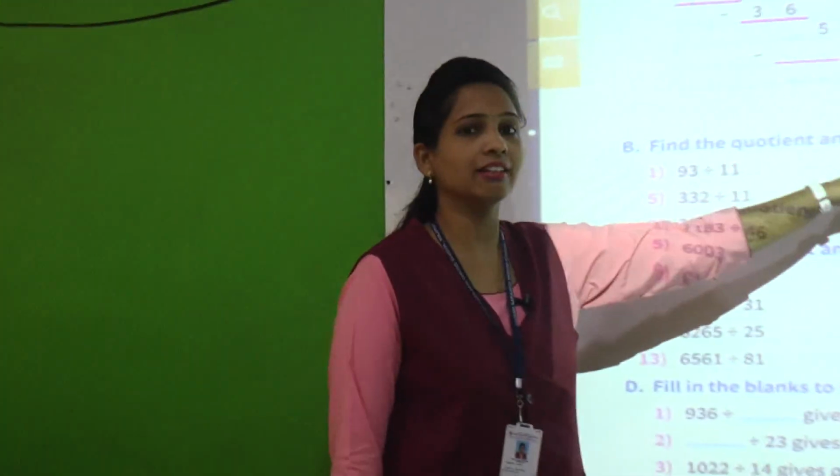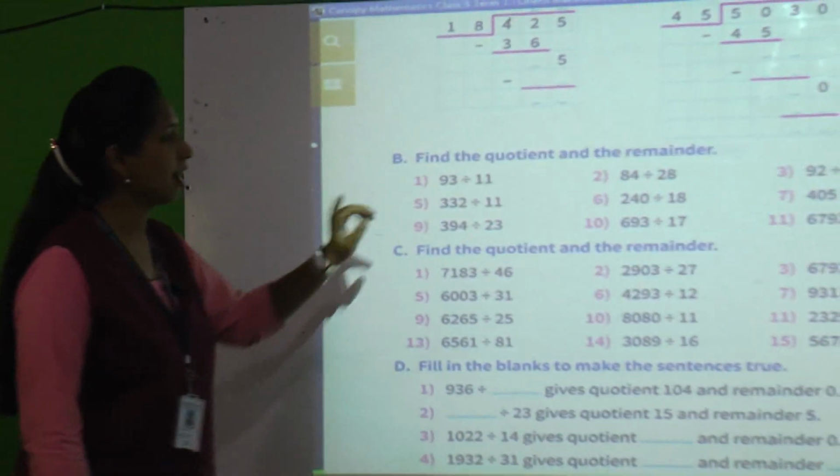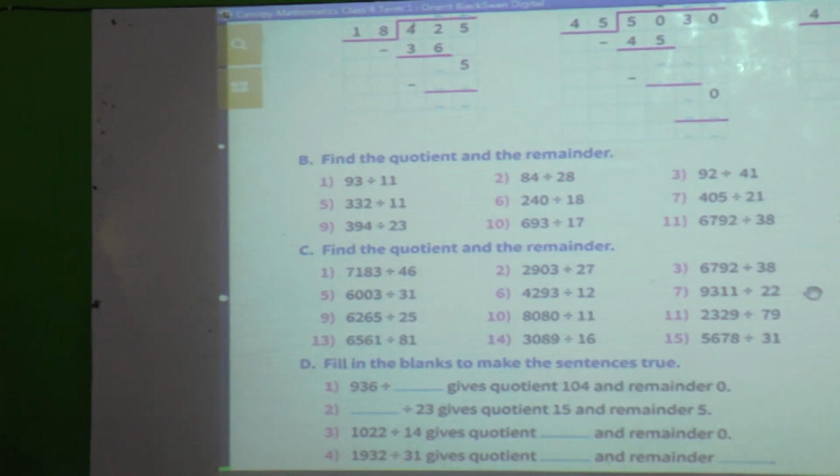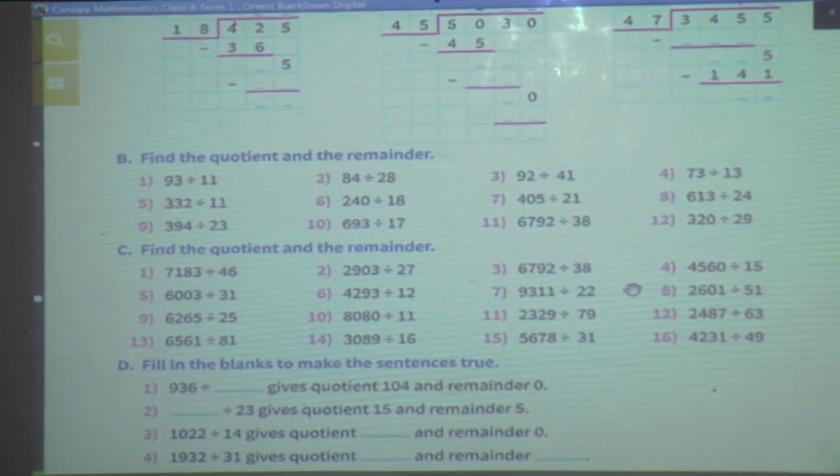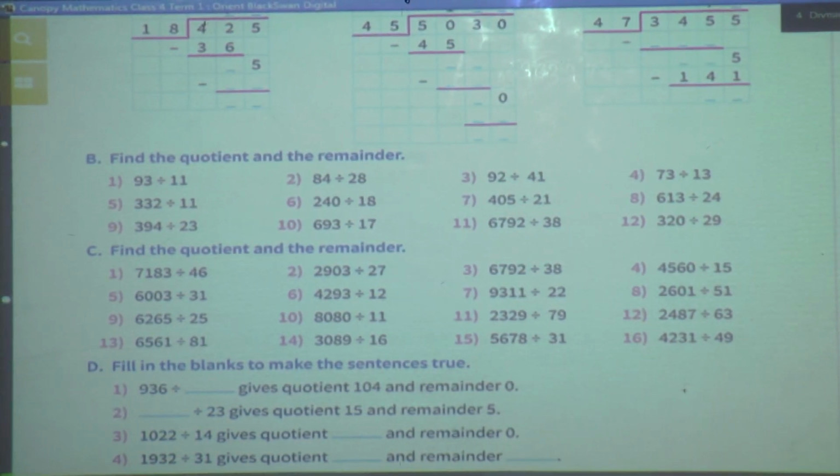So what have we studied in our last session? Yes, we have started our exercise 4.4. A question we have completed, B question we have started. What is the B question? Find the quotient and the remainder. In that I have solved the first one. Now we will solve some more sums from the B question. Let us solve one by one.